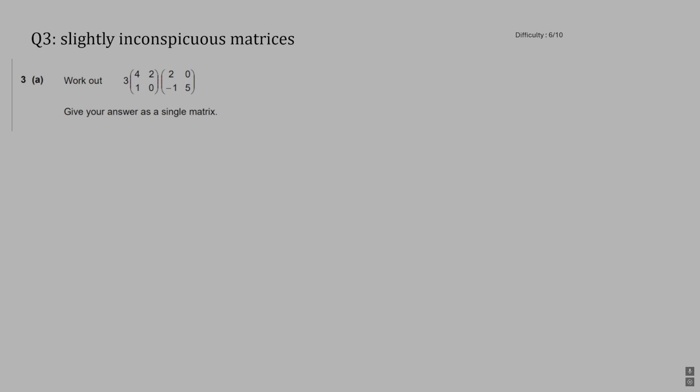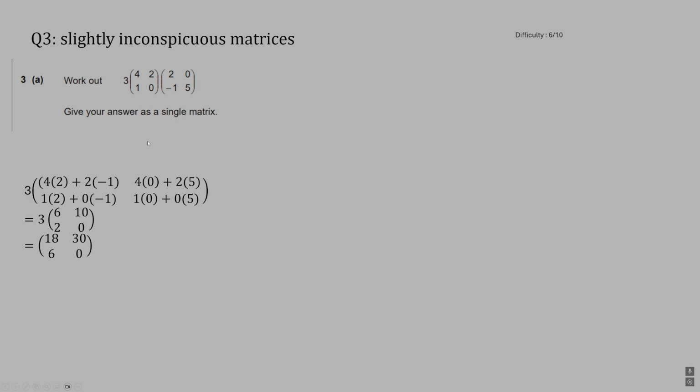Alright, so this is actually quite difficult for question 3. First you're going to multiply as matrices. You do all this stuff here as normal. Then just get them together, make all the calculations, multiply it by 3, and you get this. But the real difficulty is this next part.